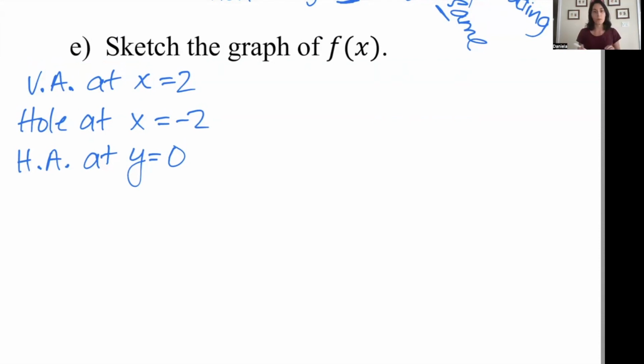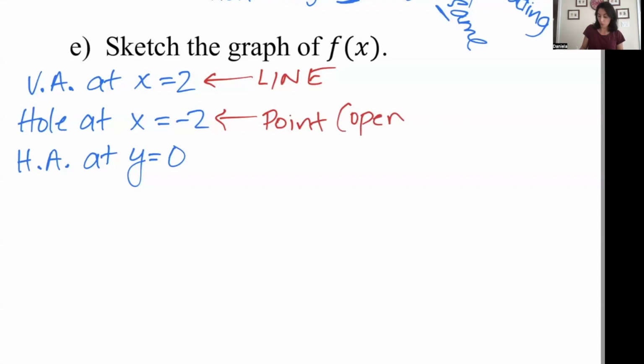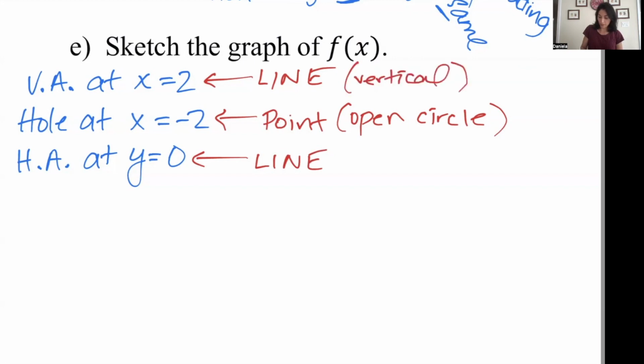So there's a vertical asymptote, VA, at x equals 2. There's a hole at the x value -2. And then we just found that the horizontal asymptote was at y equals 0. So I do just want to add that the vertical asymptote is a line. The hole is obviously a point. So that would be an open circle, right? At that point, that's what the hole means. And then the horizontal asymptote is also a line, right? The vertical asymptote is obviously a vertical line, and the horizontal asymptote is a horizontal line. So that's why those are called the way they are.